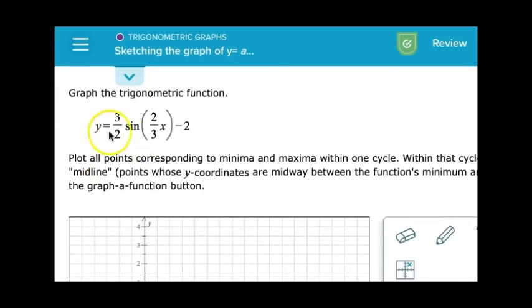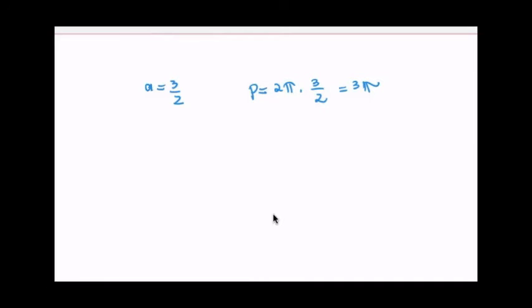So for our new graph, we have an amplitude of 3/2. We have a period that's equal to 2 pi times the reciprocal of 2/3, which would be 3/2. So we get a period of 3 pi. So let me show you that on my pad. 2 pi divided by 2/3 really becomes 2 pi times 3/2. The 2's cancel, and that's what leaves us with the 3 pi. So that's going to be our period.